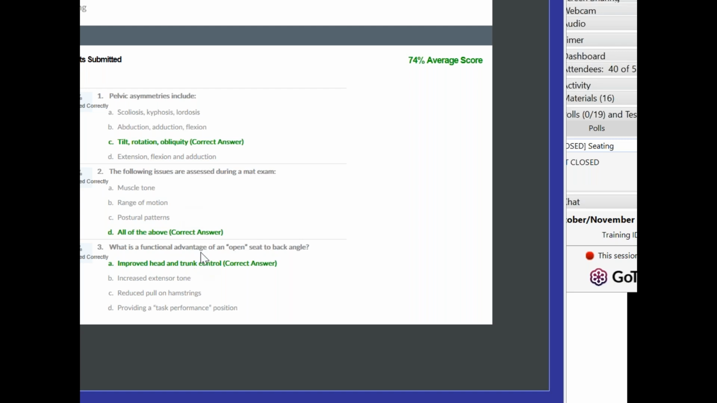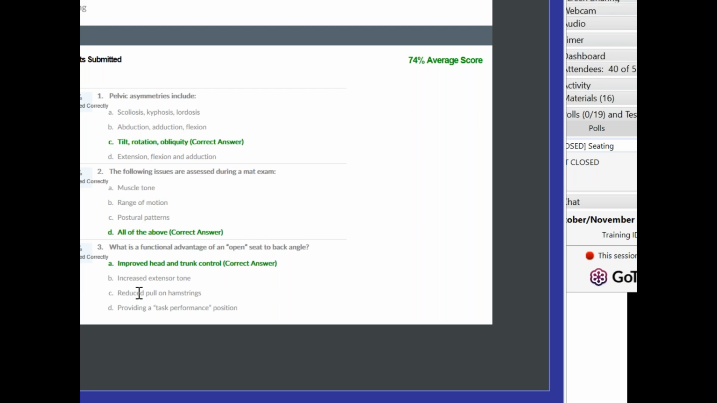Okay, we didn't do too hot with the functional advantage of an open seat to back angle. So let's look at this together. Improved head and neck control, increased extensor tone, reduced pull on hamstrings, and providing a task performance position. So an open back angle, if somebody can't tolerate sitting upright and they're falling forward or they're not able to sit up, then opening up that back angle will give them better trunk control, which is going to help with their head control. Opening a back angle can create extensor tone, so we don't want that.